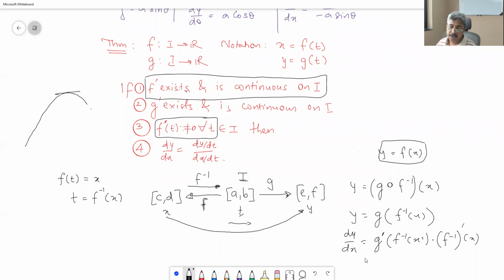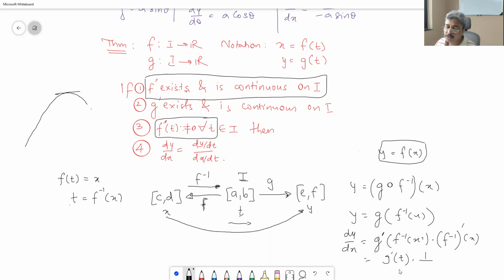Do you understand? Now g dash of f inverse of x. What is f inverse of x? T. So it is g dash of t into f inverse dash of x. We know that it is 1 upon, what happened? I have lost my, okay, something went wrong substantially.